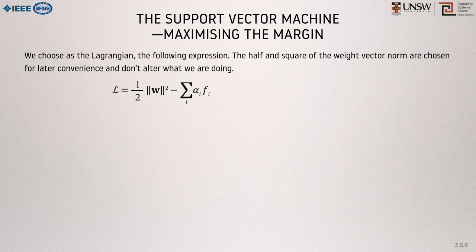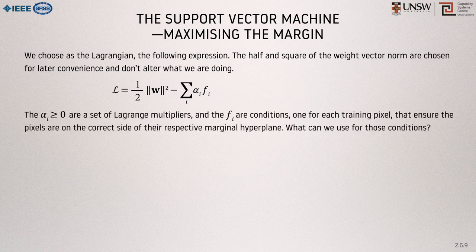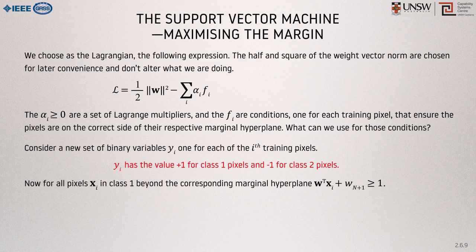The Lagrangian function that we wish to minimize is L equals 1/2 of the norm of the weight vector squared minus the sum over i of alpha_i F_i, where the alpha_i, all positive, are a set of parameters called the Lagrange multipliers, and the F_i are conditions, one for each training pixel, that ensure that the pixels are on the correct side of their marginal hyperplane.